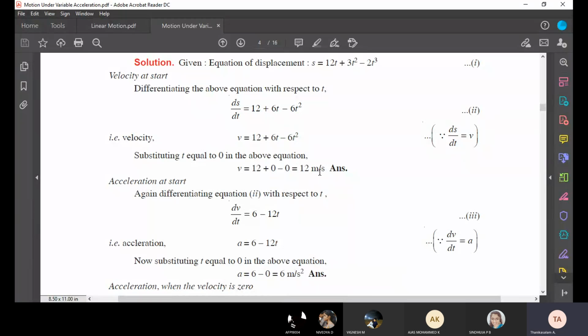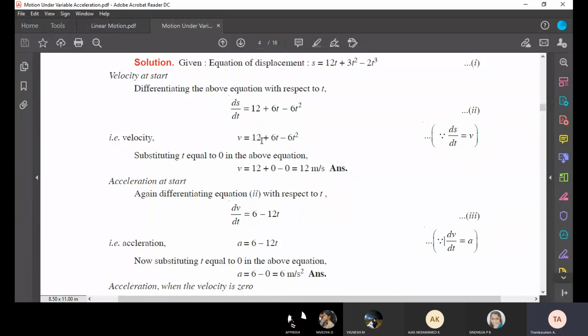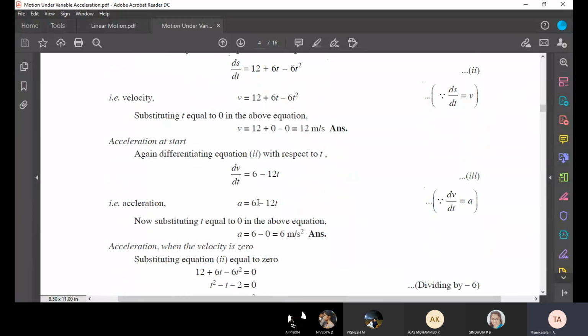Now, the acceleration. What is acceleration? See here, dv by dt. Students, now differentiate. Already we got V equal to 12 plus 6t minus 6t square. Now differentiate this equation, dv by dt. What is the differentiation of 12? 0. That's why they did not write it. What is the differentiation of 6t? 6. Minus 6t square differentiation: 2 into 6t, 12t. So a equal to 6 minus 12t.